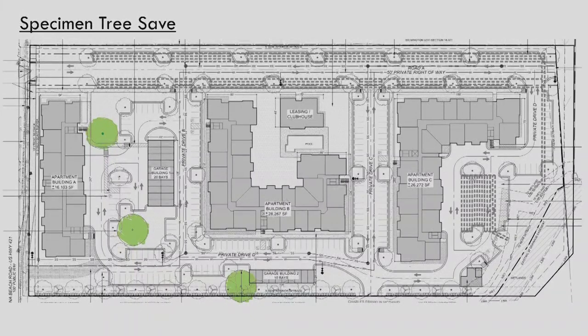Furthermore, we've worked with staff on how to provide the best meaningful connections to future projects, namely that Road A, which we are proposing as a 50-foot private right-of-way at the top of the screen, and then Private Drive C will connect to the southern property.